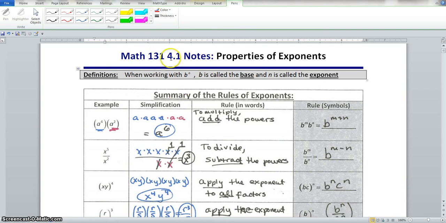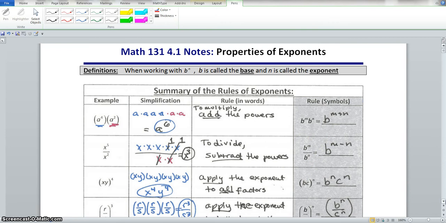Hello class, we're about to start section 401, properties of exponents. Now, what you're going to notice is that I have some pre-filled out pages here. This is because when I tried to write this out for the video, the writing was shifting. So I copied this here so that you all will be able to see the different examples and also their answers.